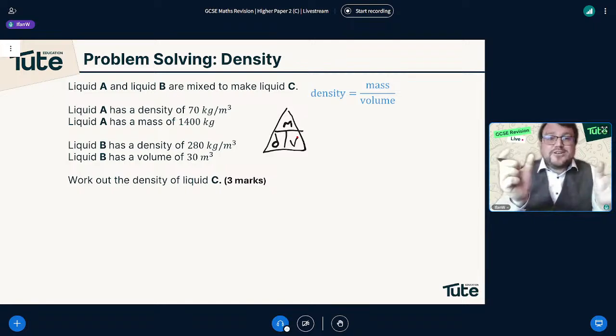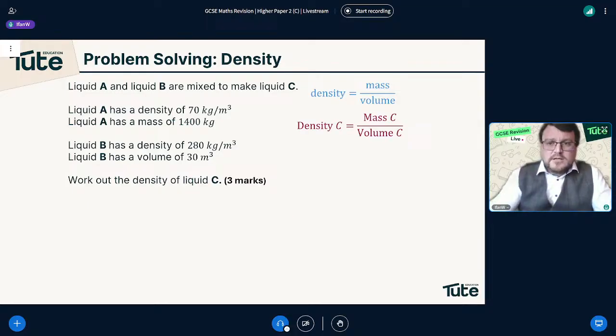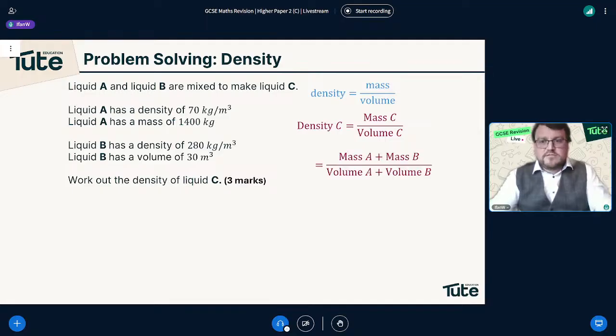Now, because you're dealing in density of A and density of B, combining them gives you the density of C. Right? Density of C is the mass of C over the volume of C. So you need to know what the mass is going to be for the combined A and B, and you need to know what the volume is going to be for the combined A and B. So the mass of A plus the mass of B, all over the volume of A plus the volume of B.